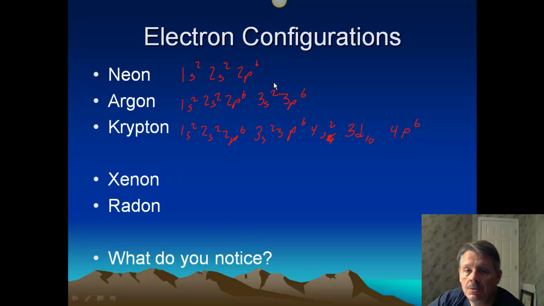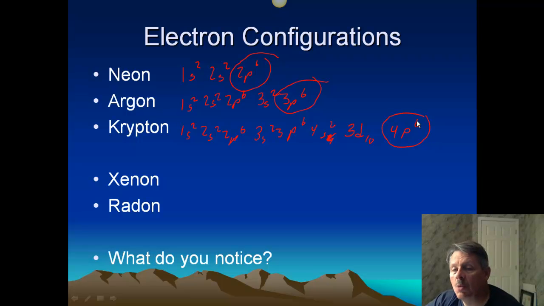What do you notice? Well, I notice that this one ends in 2p6. What can you tell me about the rest? This one ends in 3p6. This one ends in 4p6. So we have filled up our p levels. What do you think xenon's going to end in? Yep, good guess, 5p6. And how about radon? 6p6. And I didn't have to do any work to figure that out.